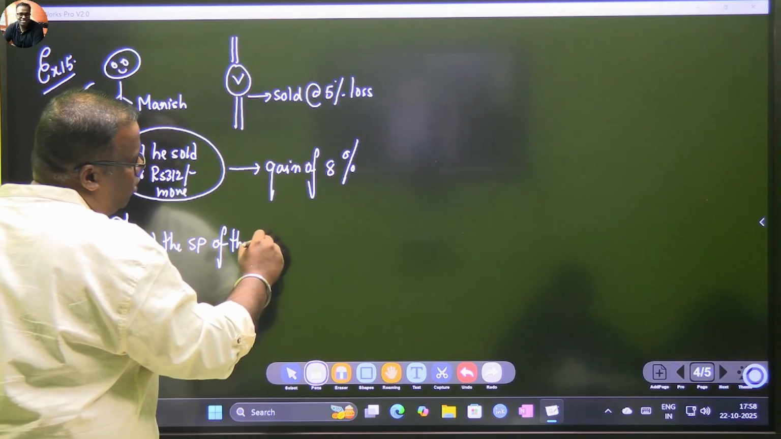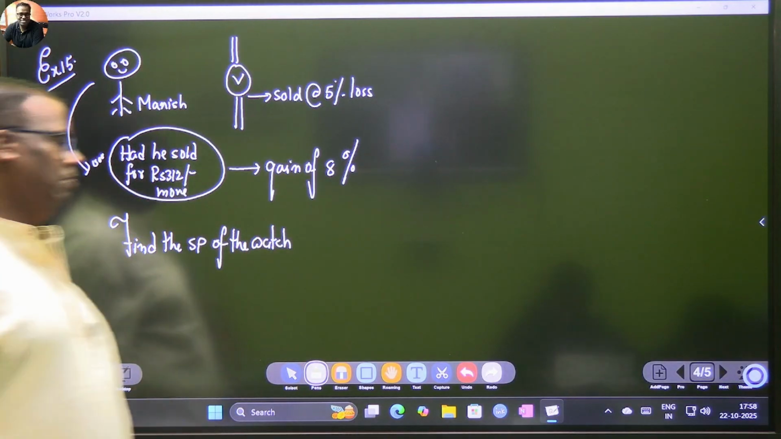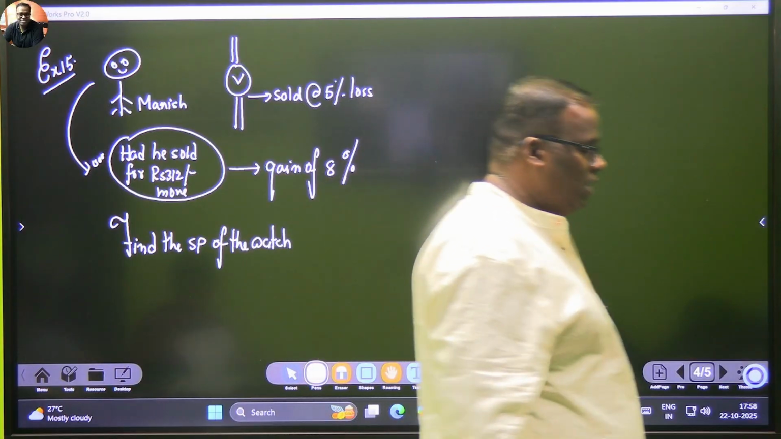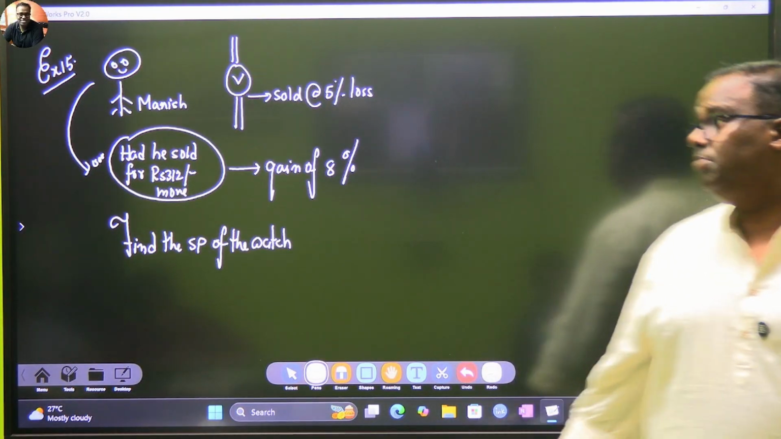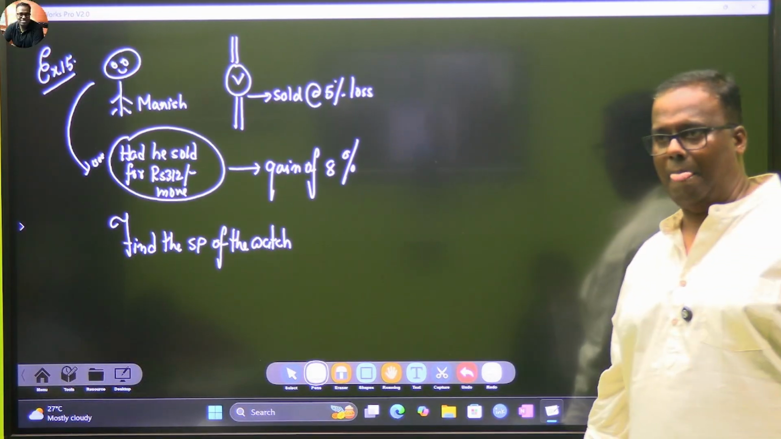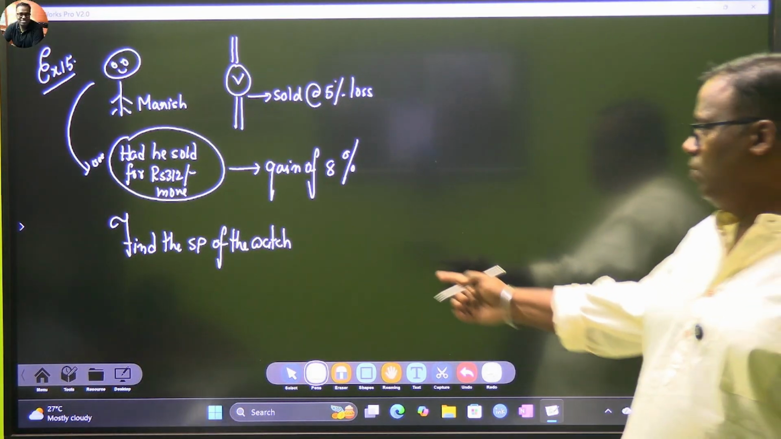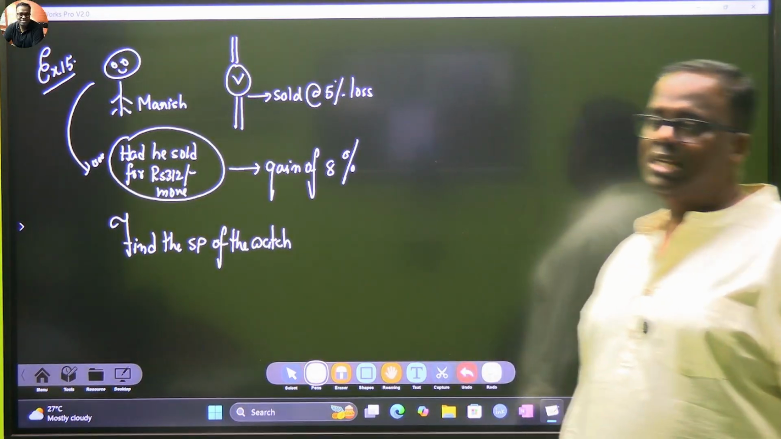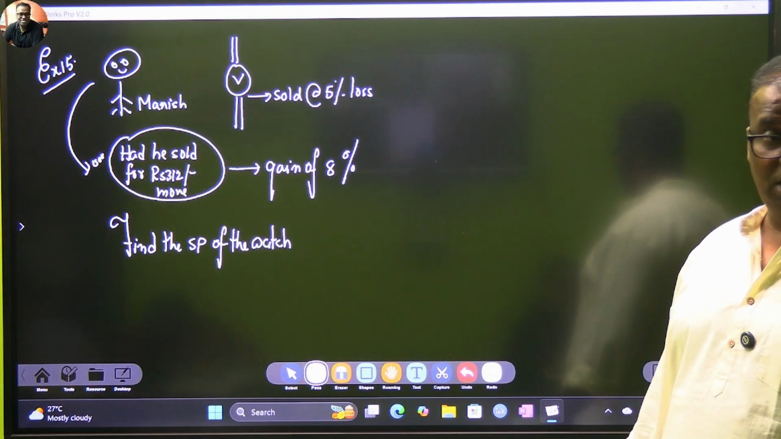Now, these are very interesting problems and don't get confused. First, understand the problem. I have a fellow called Manish. He has already incurred a loss of 5%. He sold at some value, I don't know what that value is. That value is what we have to find out, the SP. But it says, had he sold at rupees 312 more, then he would have made a gain of 8%.